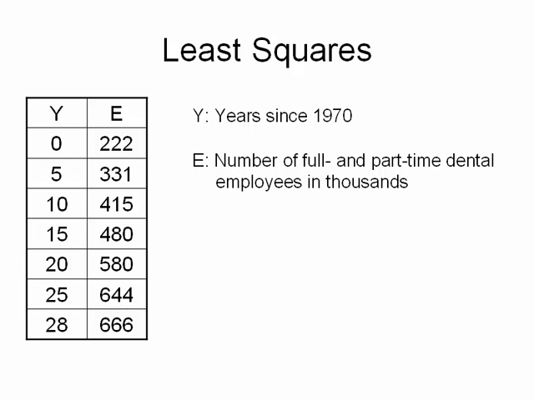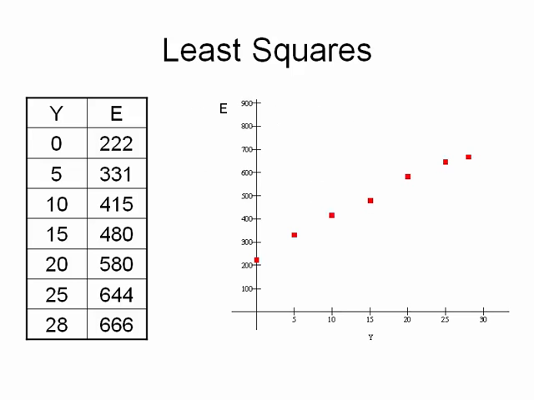So if we plot each one of those ordered pairs, we get a graph that looks something like this, that starts at the point (0, 222), and we have scatter plots that are increasing up to the final point, which is (28, 666).